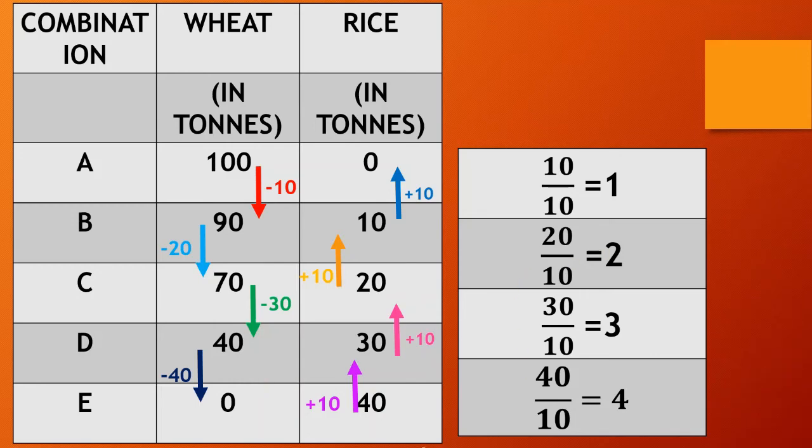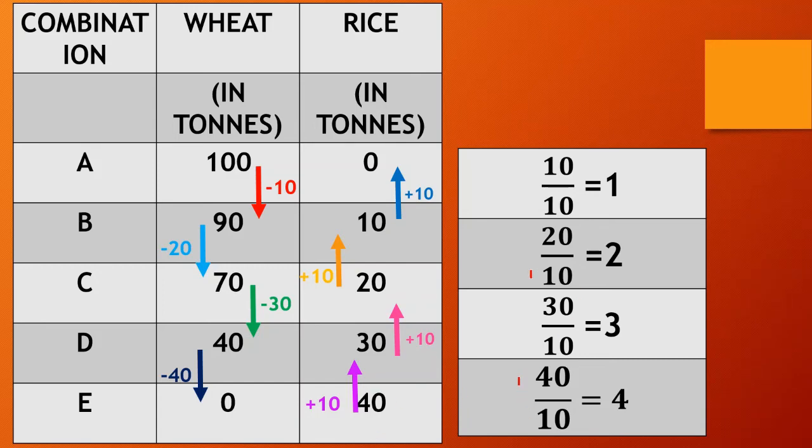Over here, you see children, the value is increasing, isn't it? From 0 to 10, plus 10. That means the output of good X, that is rice, is increasing by 10. From 10 to 20, it is increasing. From 20 to 30, it is increasing by 10 tons. And from 30 to 40, it is increasing by 10 tons.